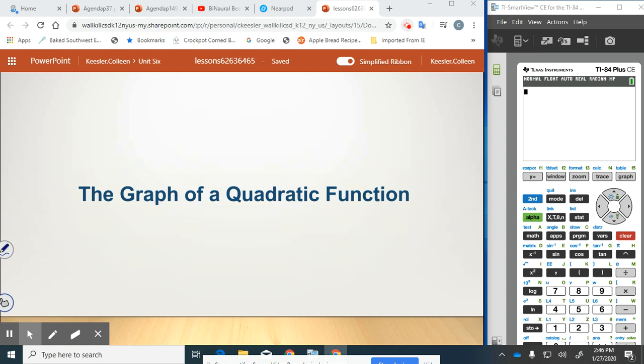Hey gang, so today we're going to start looking at the graph of a quadratic function. All those fancy equations with the x squared term that we were solving last week are quadratic functions, and they can be graphed just like a linear function and just like an exponential function. We're going to see what that graph looks like and talk about some of its features today.